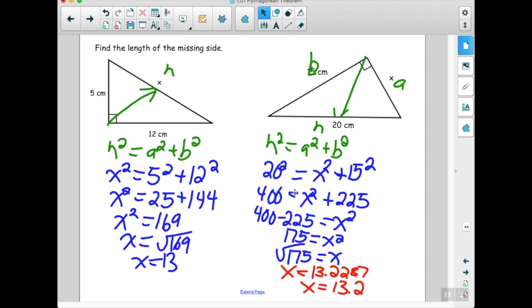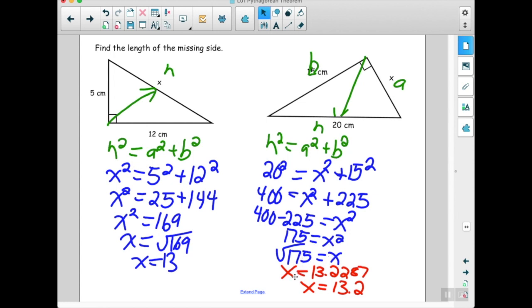The unknown is sitting over here. So I'm going to have to use my solving equations techniques. The additive inverse of positive 225 is negative 225. So I will rewrite this as 400 minus 225 is x squared. 175 is x squared. The square root of 175 is x.